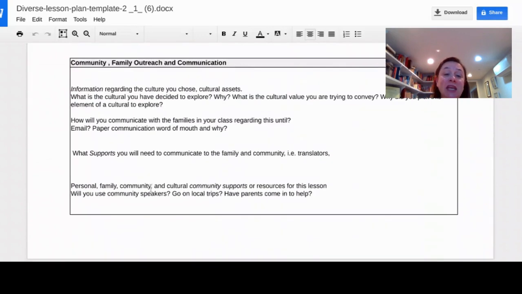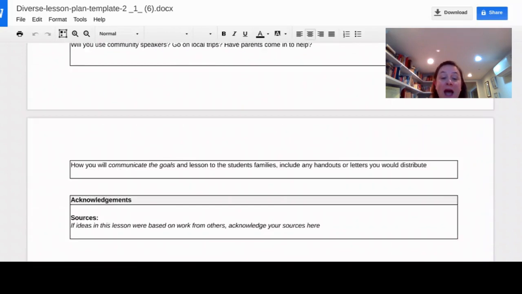And we do it again here: community, family outreach. So just don't give me, I send out a Class Dojo. We really need to know, what is it you're going to be doing? How does this explore the cultures in your community?